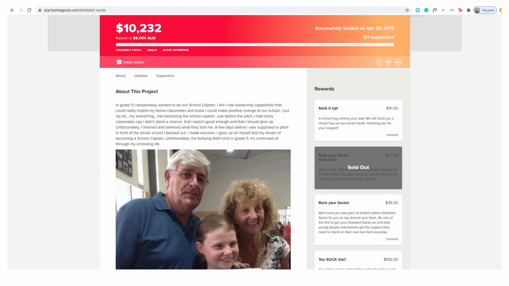Another example is also Start Some Good, and there's a couple of really cool examples of young people that have crowdfunded here. The first one is Tanika, who needed to raise some money to get her first round of socks manufactured. She wanted to raise, I think, $7,000. She ended up raising over $10,000, and what she did was pre-sell her socks via her campaign.